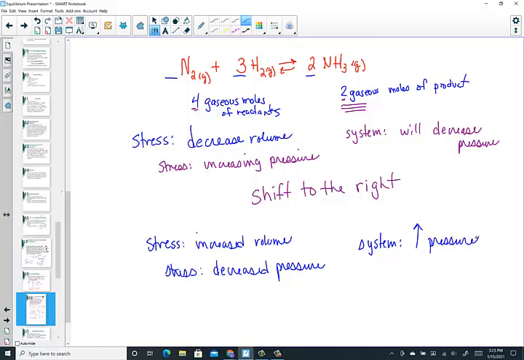And to increase pressure, you want to have the side with the greatest number of gaseous moles. And that, of course, we said was the reactant side. So this equilibrium will shift left to increase pressure, having more gaseous particles, therefore more collisions, and it will have reestablished the equilibrium.